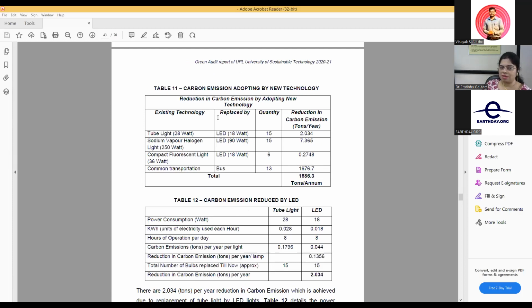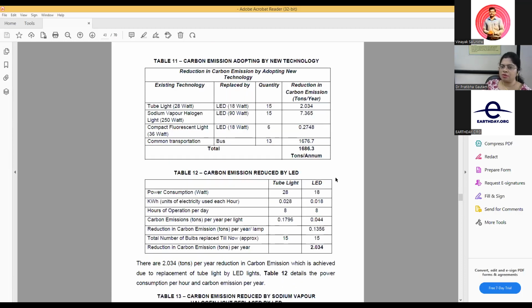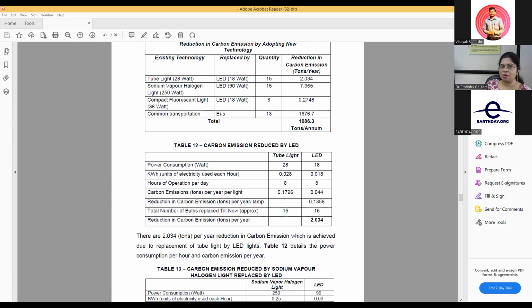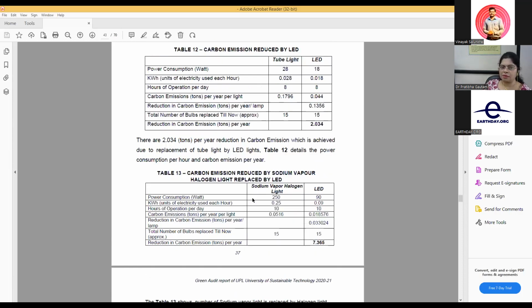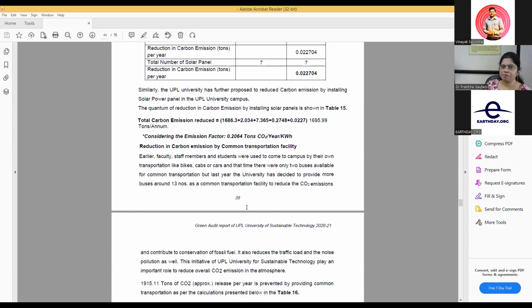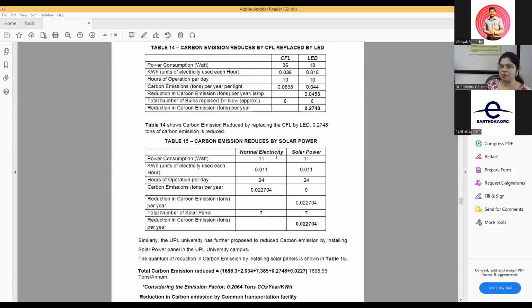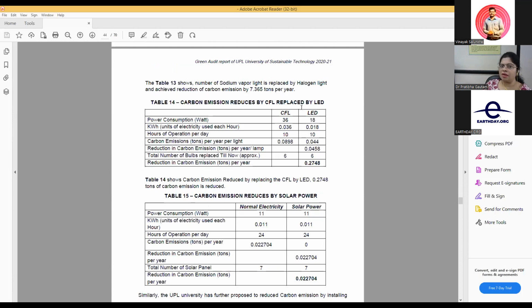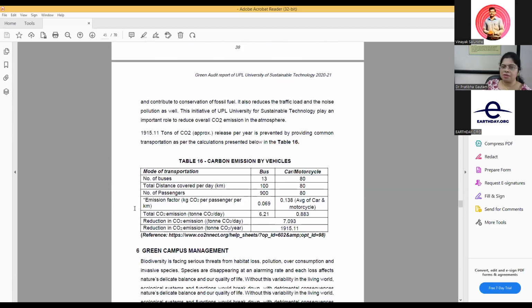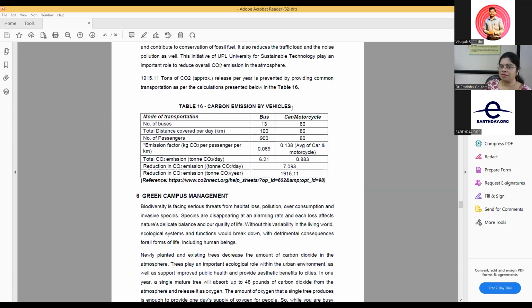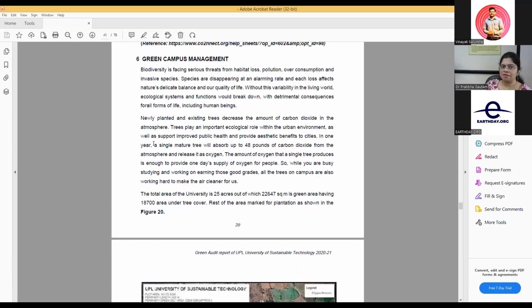So how was it earlier, how much carbon emission would there be later, and how much are we reducing by changing the technology. Suppose the existing technology was tube lights and it was replaced by LED. How much carbon reduction have we achieved? Likewise, we have calculated it. Similarly, for other initiatives like carbon emission reduction by solar power, by replacing CFL with LED, and by vehicles. All those things we have done.